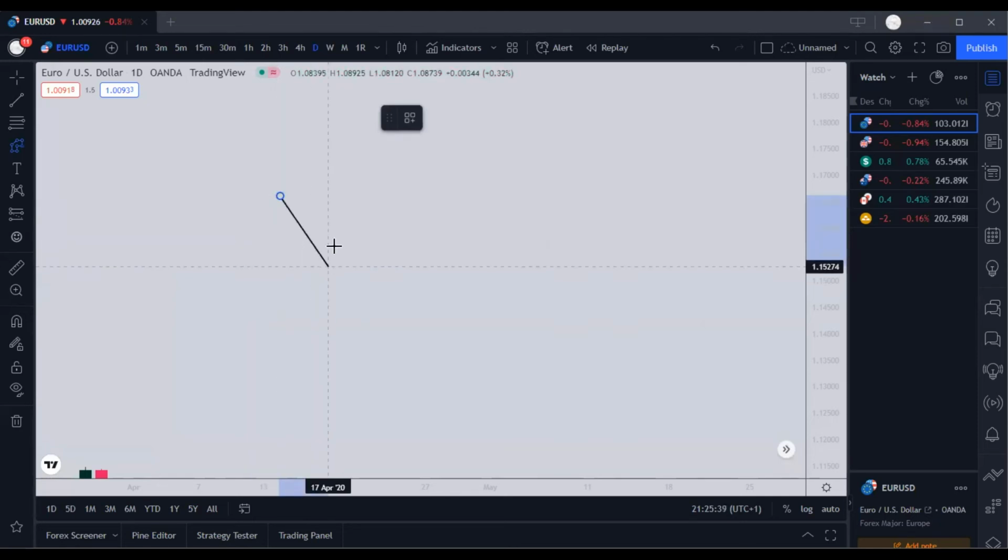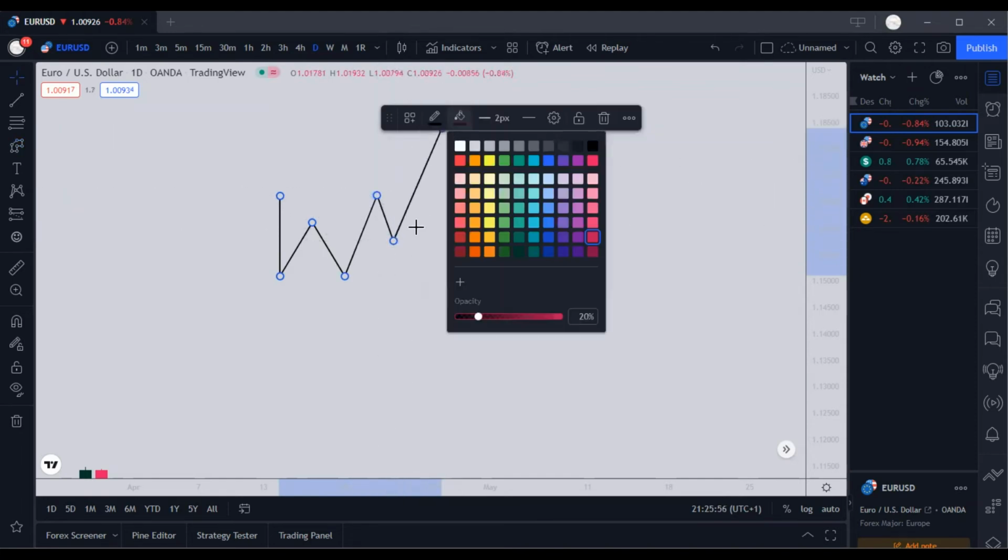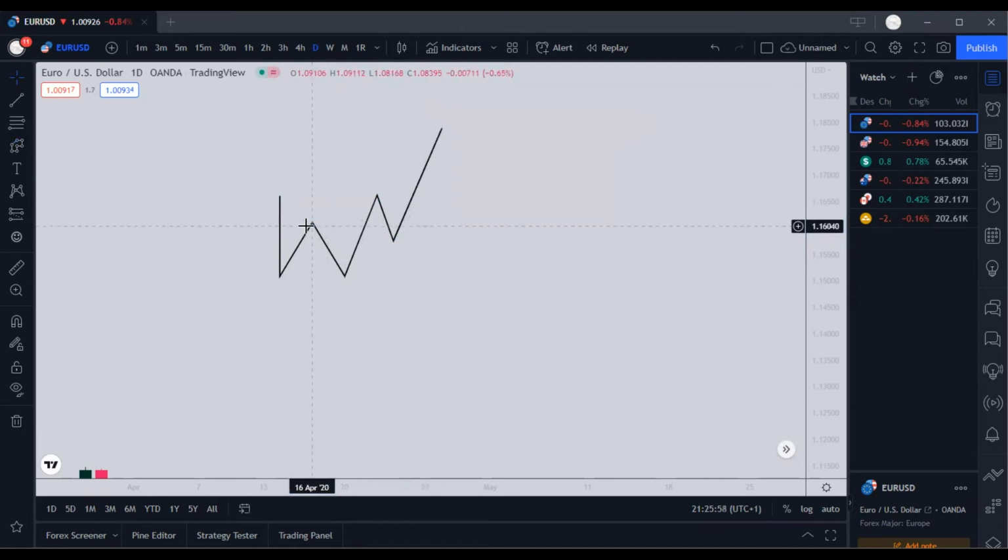This W, I want to show you W, okay? W pattern. Can you see it? Now this pullback. The market will go like this. So that's it. So this is what? The neckline. Can you see it? This is the neckline. So when the market breaks the neckline.